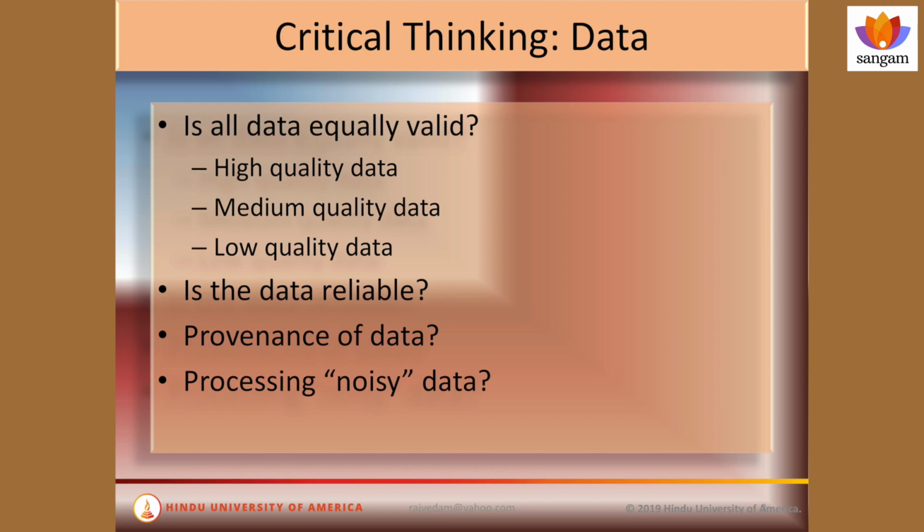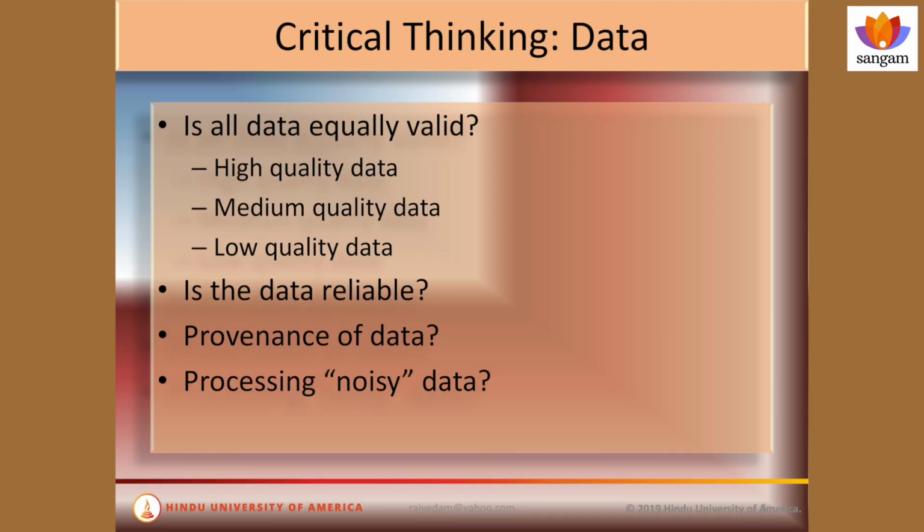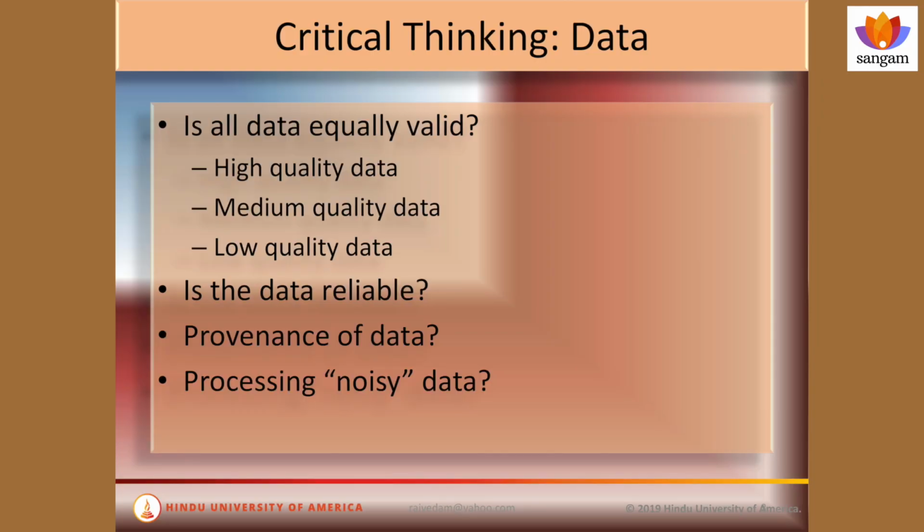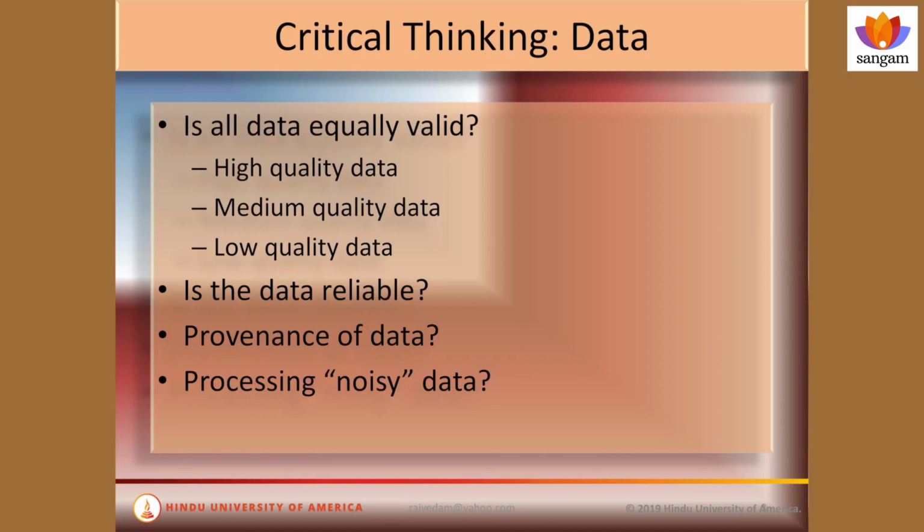So first question, is all data equally valid? We know that some data is of pretty high quality, some data is of medium quality, some data is of low quality. We need to understand that. Then we have to ask, is the data reliable? Then the provenance of the data, where did it come from? Sometimes it might come from an unreliable source. Maybe it's a forgery, or maybe it was found somewhere else and does not belong to that epoch in the chronology. Then we have to consider what kind of processing I can do on this noisy data before I use it. So we have to apply logic and do things very, very carefully.